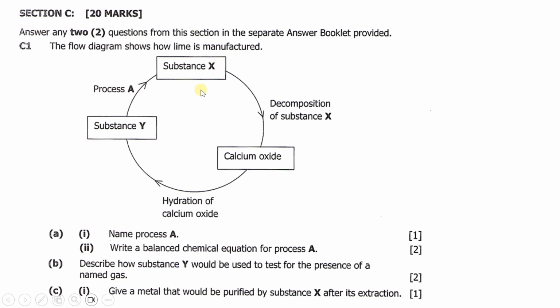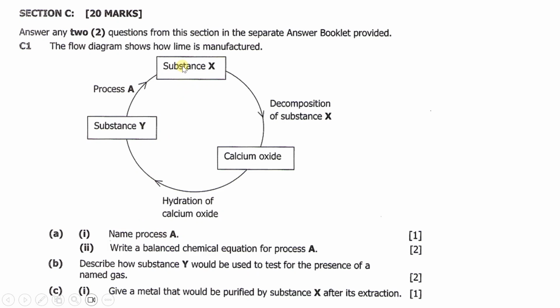In this flow diagram we have substance X undergoes decomposition. We have carbon dioxide, calcium oxide. Then this calcium oxide undergoes hydration of calcium oxide. We form substance X. Then this substance X undergoes process A, forms a substance Y. Okay. Then they're saying A part 1, name substance, name process A.